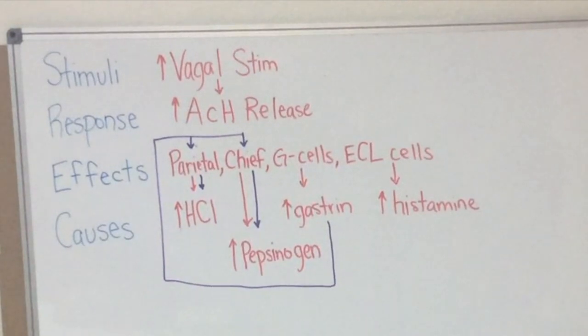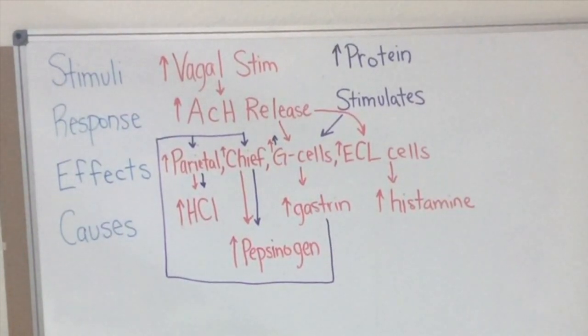The hormone gastrin, once in the bloodstream, will also stimulate the parietal and the chief cells. In this way, gastrin has an additive effect to the production of hydrochloric acid and pepsinogen.